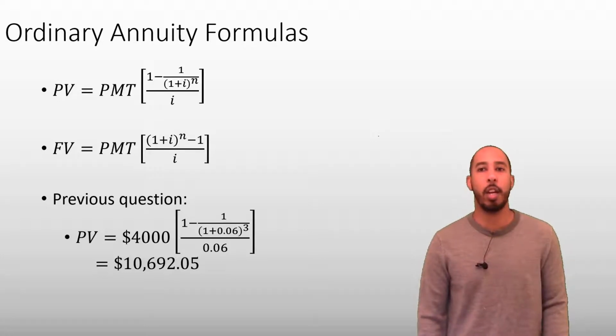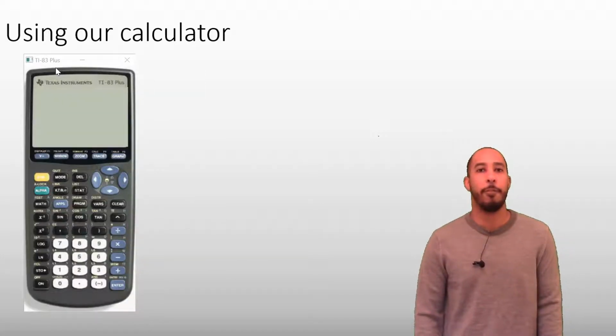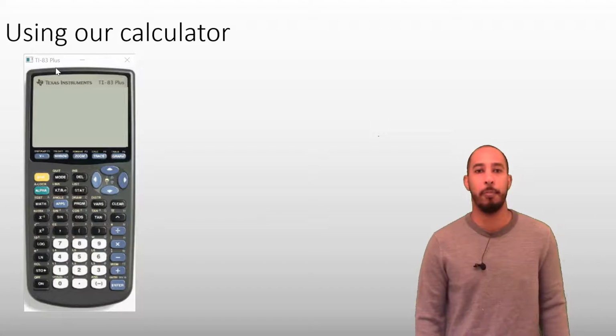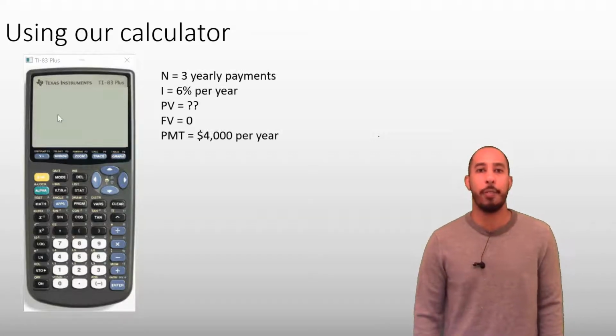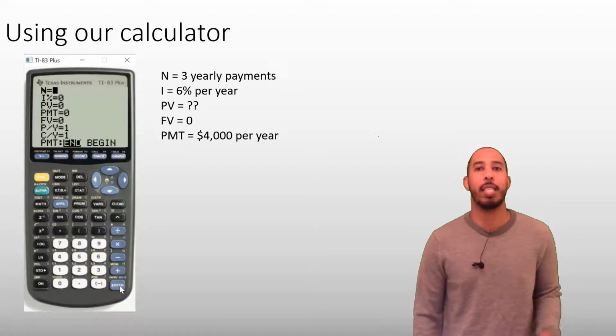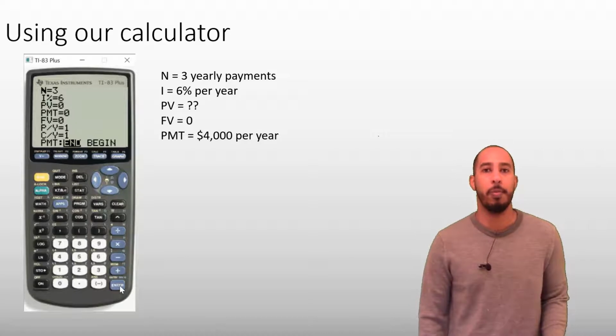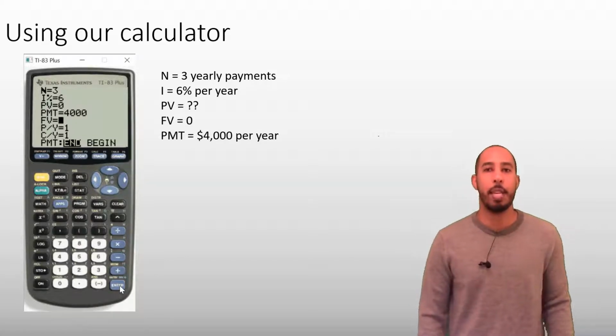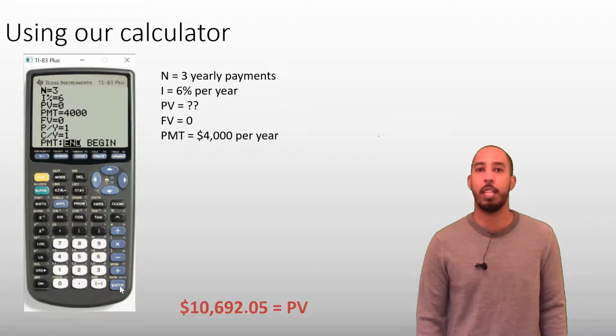We can do this even quicker using our technology to help us. The formulas are programmed into our calculator and into Excel, so you can simply enter the problem inputs and the computer will spit out a result for you. The inputs for the problem are given here. We're going to have 3 yearly payments, so that's our N. The interest rate is 6% per year, that's our I. We're solving for PV, and we'll set FV to 0. And the payment will be $4,000 per year. Solving for PV, we get the same $10,692 that we got previously.